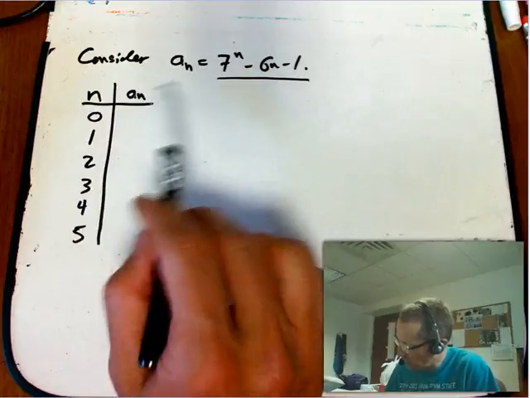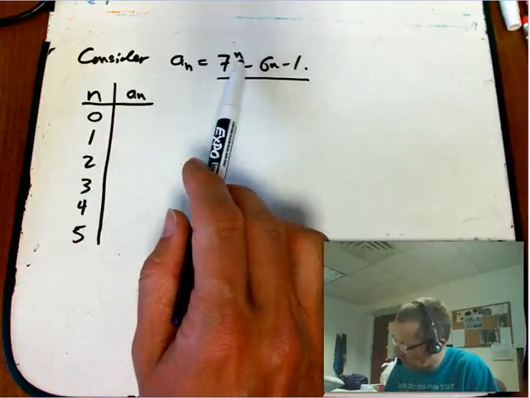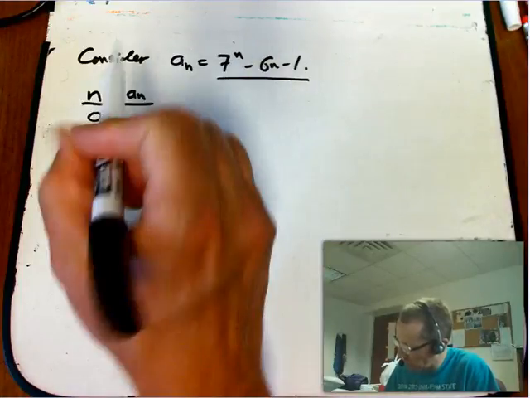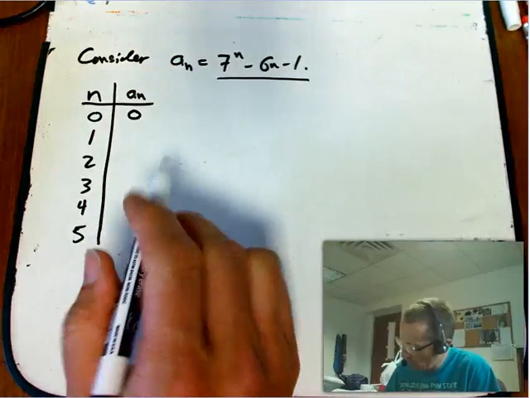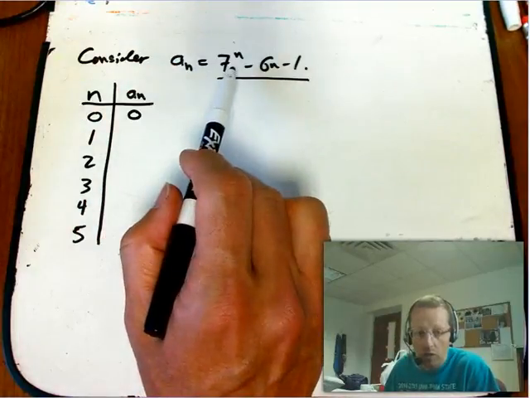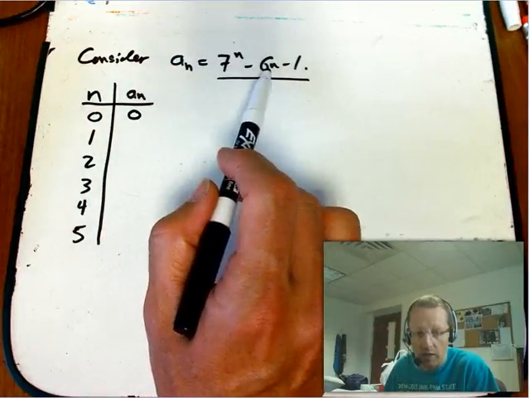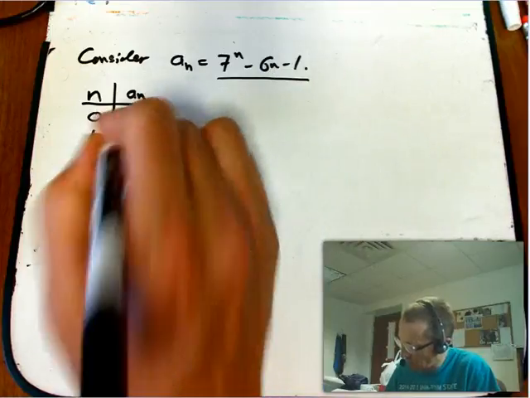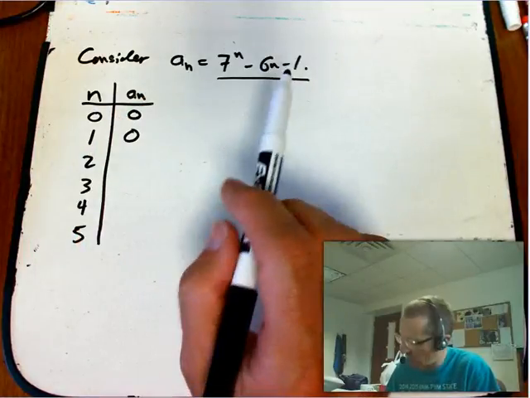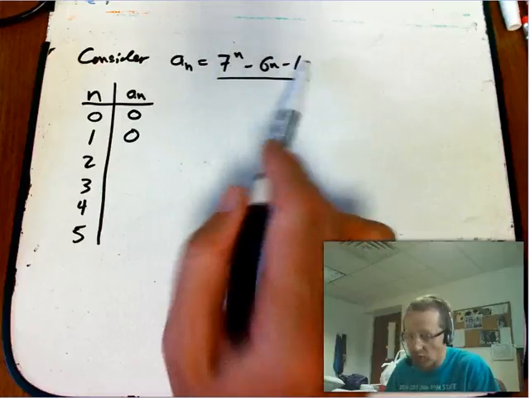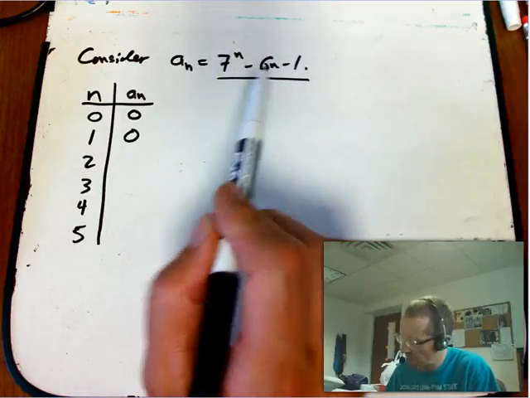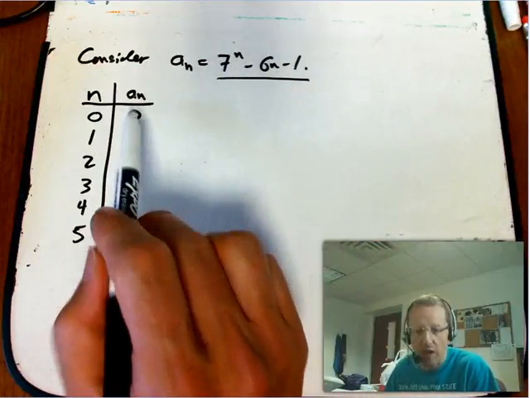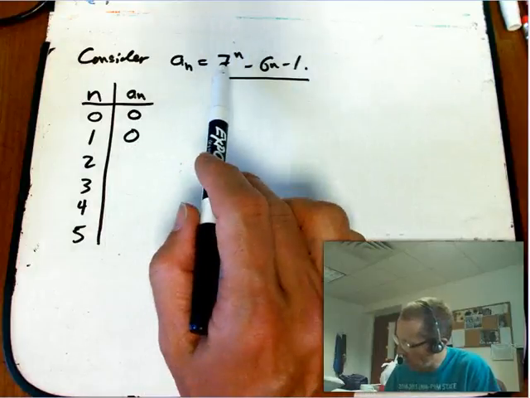So when n equals 0, it's totally legal to put that in. You get 1 minus 0 minus 1, you get 0. When n equals 1, you get 7 minus 6 minus 1, that's also 0. It's not going to stay that way. You could predict that pretty easily. This grows exponentially, this grows linearly, so they're not going to match each other perfectly. But it's an interesting fact that they're both 0 already.